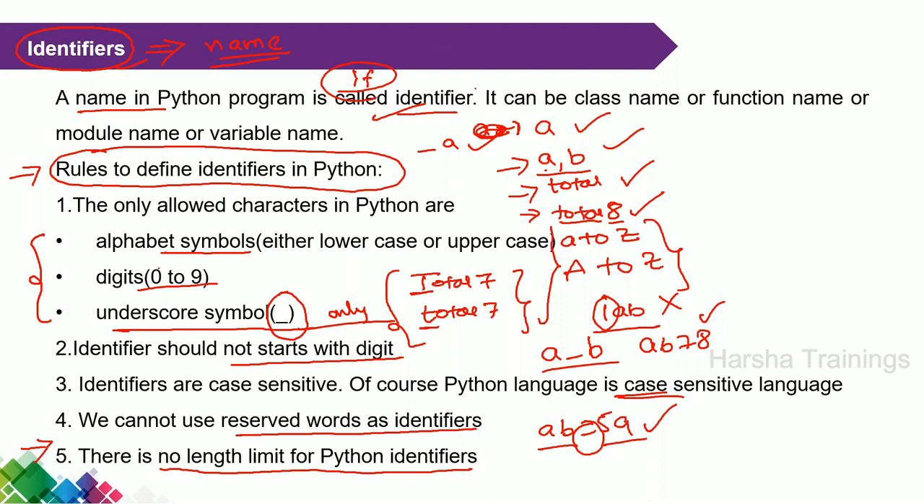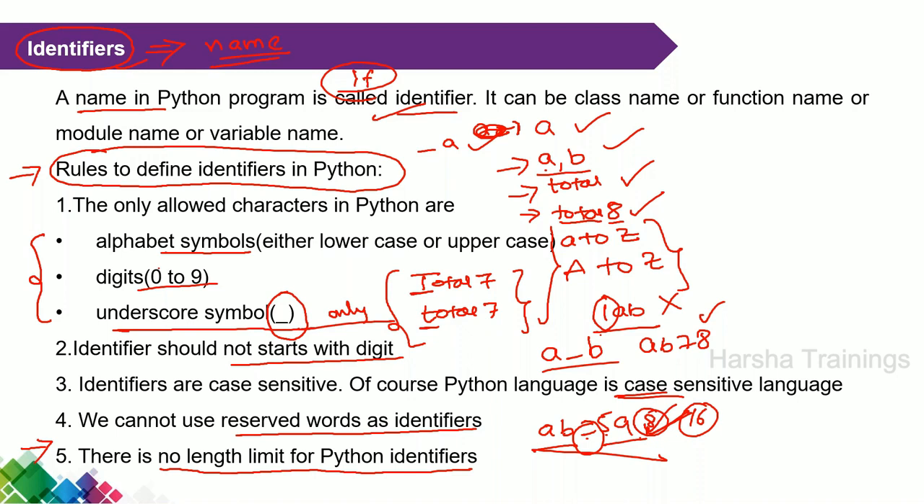Suppose AB underscore 59. This is allowed. Why? 1, 2, 3, 4, 5, five characters. That means it can allow a maximum of 8 characters or 16 characters depending upon whether you are using a 32-bit machine or a 64-bit machine. Whatever it is, in all the languages the length of an identifier is fixed. But in Python, there is no limit on the length of an identifier.